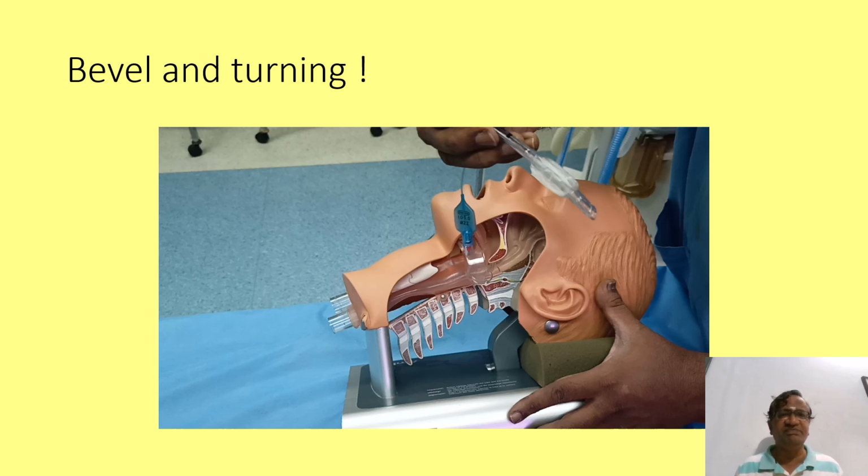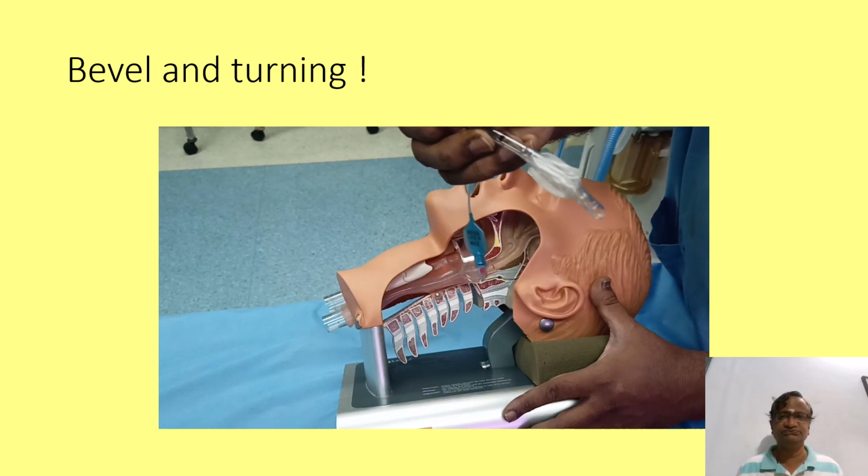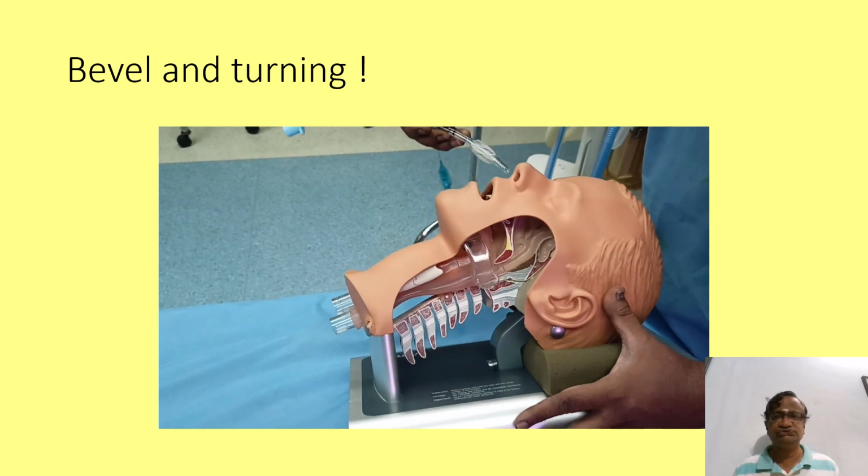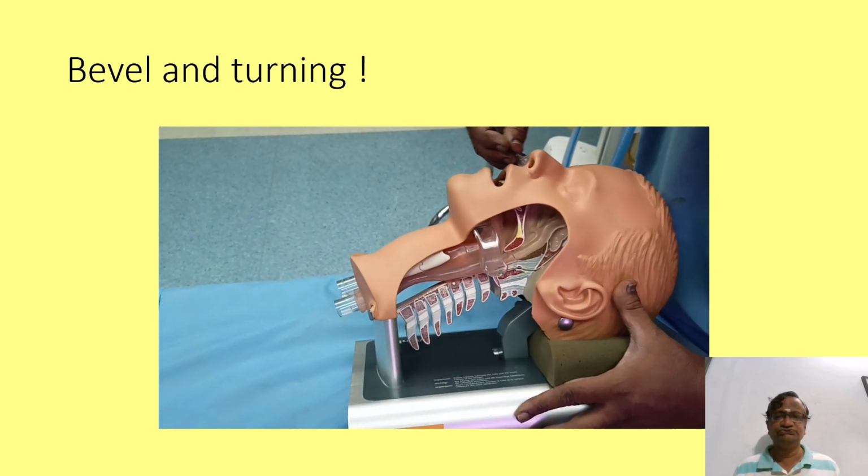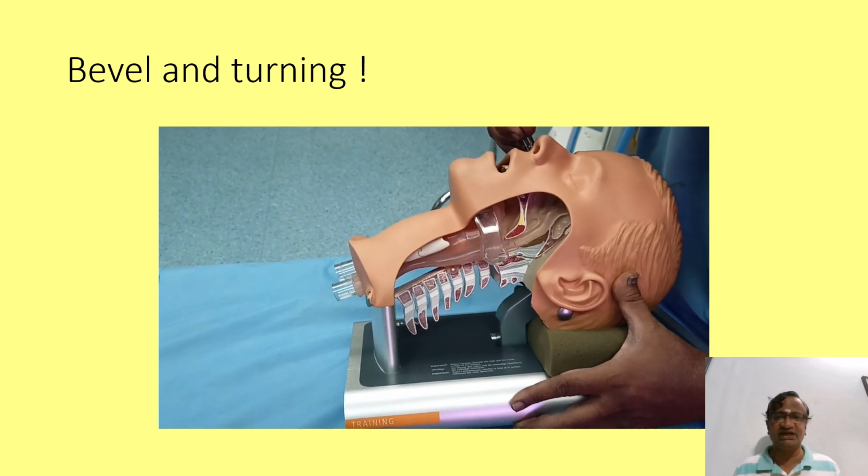Now I will show you how the bevel and turning help. Now I am putting the nasal tube, bevel down like this clearly. I am just introducing the tube vertically into the right nostril, through the right nares.